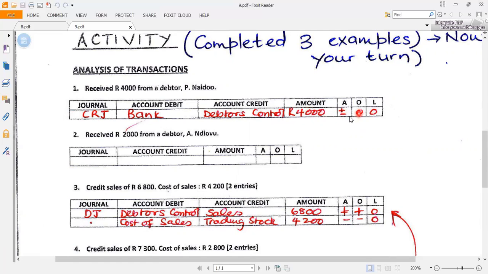If I did not give you the amount column, you will have to effect the amounts under the relevant columns here. Okay, learners, because it's given to you, you write down the amounts here, and here you only enter the signs. Right? You receive 4,000 Rand from a debtor, P. Naidu. You go to your journal, we're receiving money, it's CRJ. Account debit always in the CRJ is bank. You credit debtors control. Now both bank and debtors control are assets. So the effect is only going to take place under A. So the amount column is 4,000. The effect is only under A, that's plus minus 0, 0. You are going to do the next one on your own. Then the following one, learners.